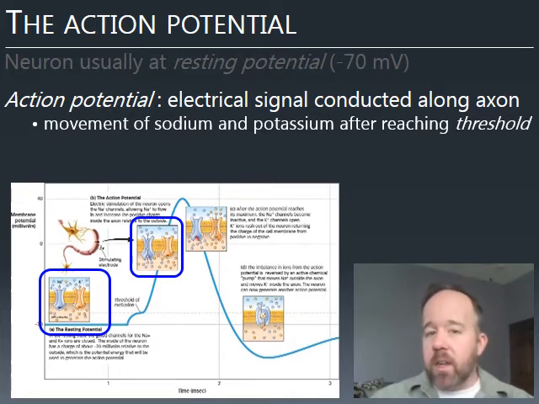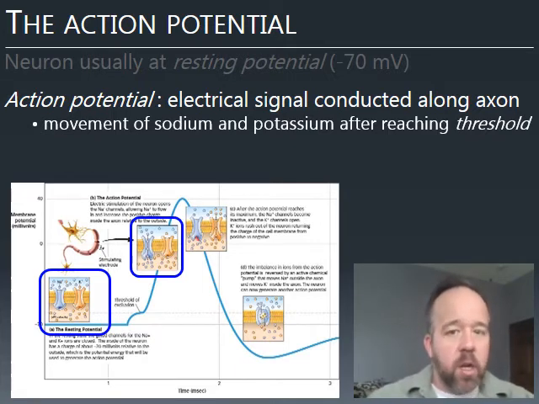So now that inside of the neuron isn't so negatively charged anymore. It's not at minus 70. It's not even at minus 50 where threshold is. It will actually get into positive territory. You'll have more positive charge inside the neuron than you do outside. So that's sort of step one after reaching threshold. Sodium comes in.